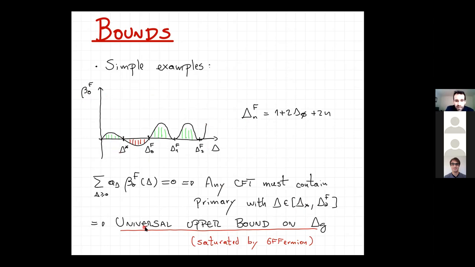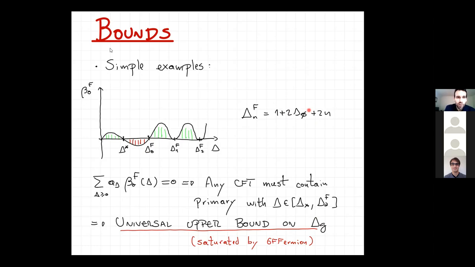And in particular, this implies that there is a universal upper bound on the gap of the CFT. So recall that delta gap is the dimension of the first operator in the OPE which is not the identity. It's not possible to have no operators all the way up to whatever, because then you just have positive contributions. So this equation could never be satisfied. So you necessarily need at least one operator here. And this bound is optimal, because it's saturated by the generalized free fermion. So delta gap has to be at most delta zero F. And you cannot improve this because the generalized free fermion has an operator only there, right? This is the spectrum of the generalized free fermion.